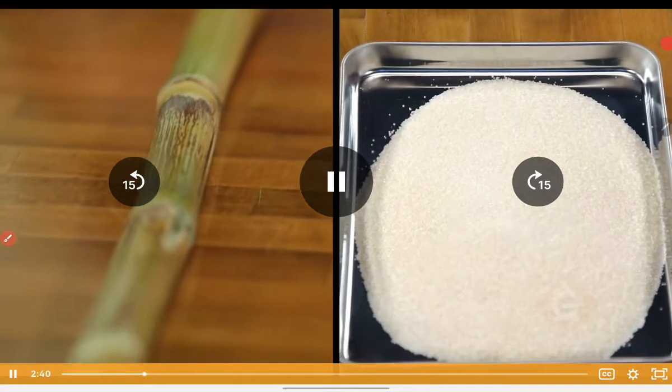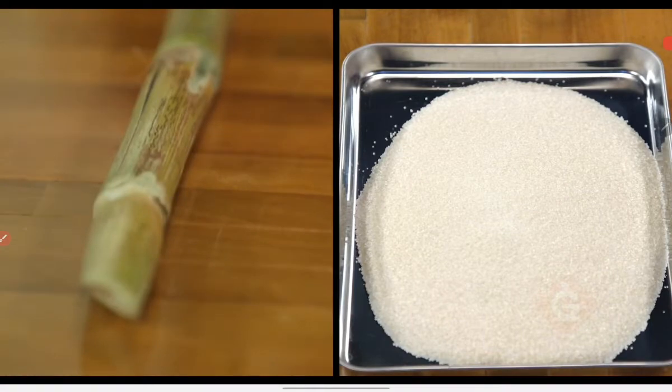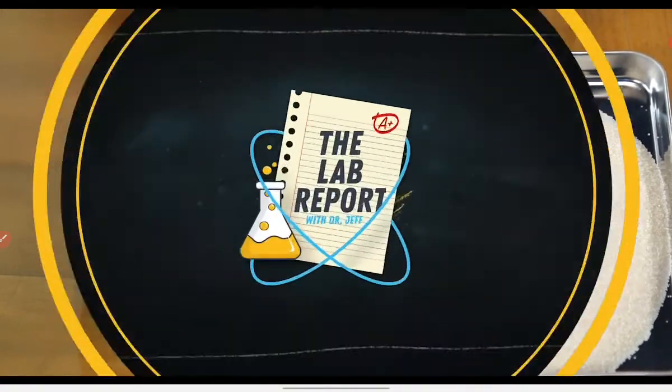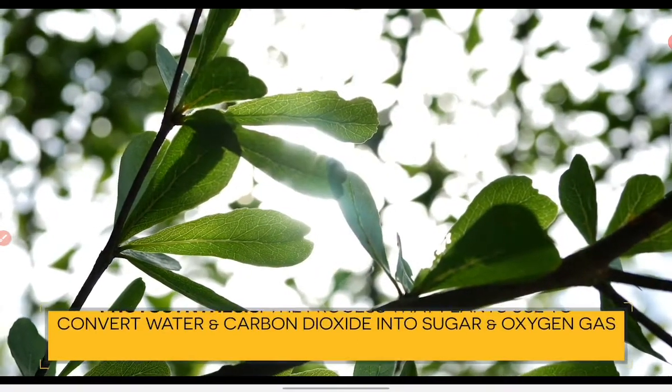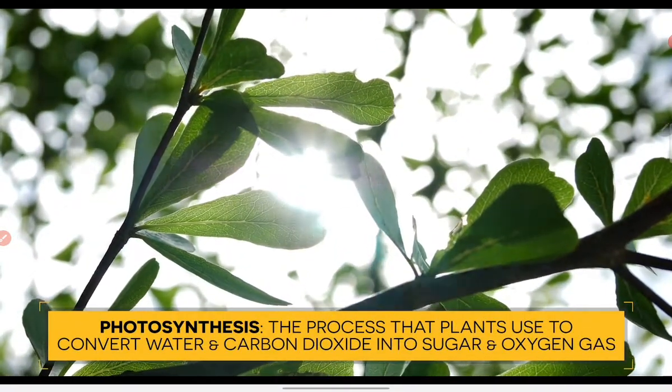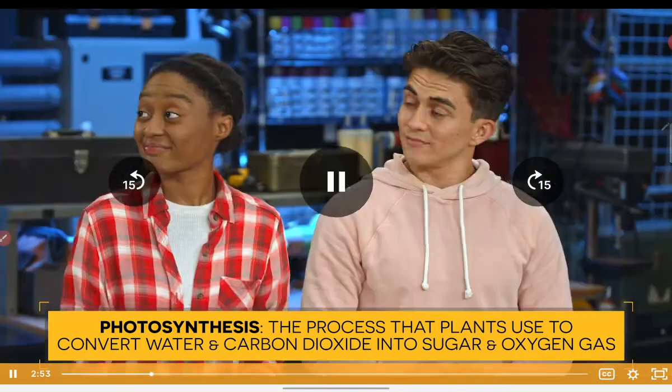How does a plant make all this sugar? Through photosynthesis. I remember that photosynthesis is the process that plants use to convert water and carbon dioxide into sugar.